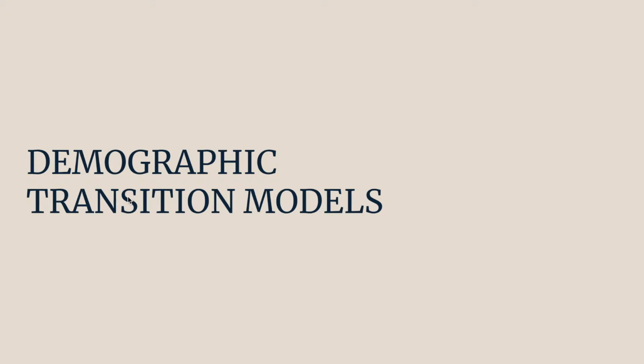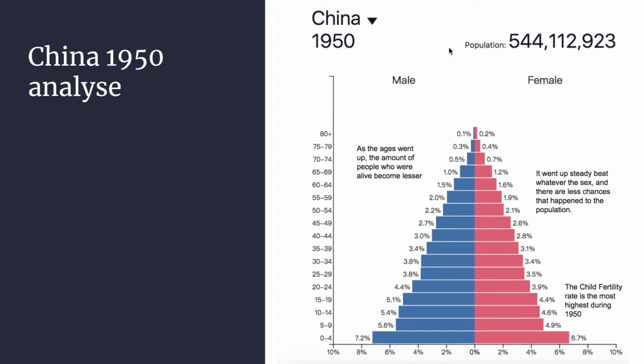Demographic transition models. This is a population model in the 1950s. This is the total population. Yeah, as the picture analyzed, during the 1950s in China, the population became less and less as the age goes on, and there is not much difference between sexes. Yeah, here is the minimum age. And the biggest age right down here is 80 plus.